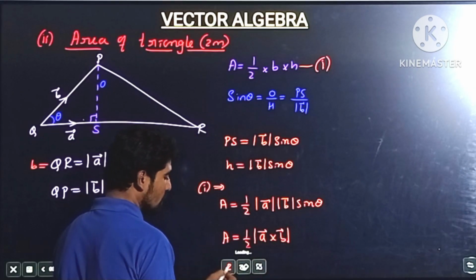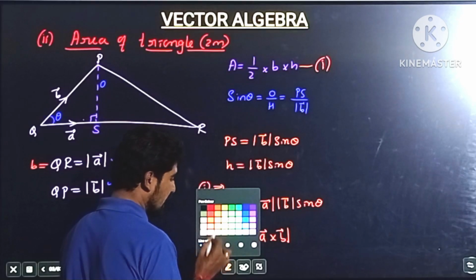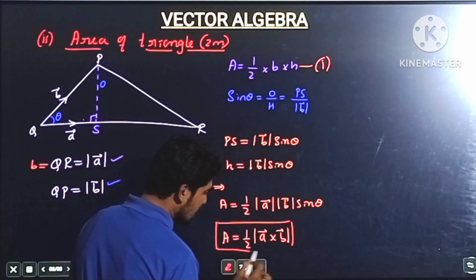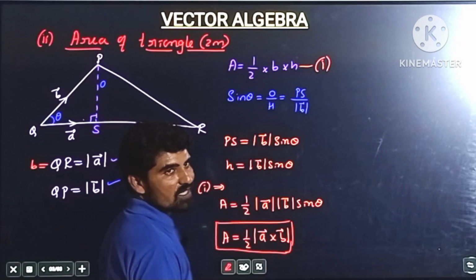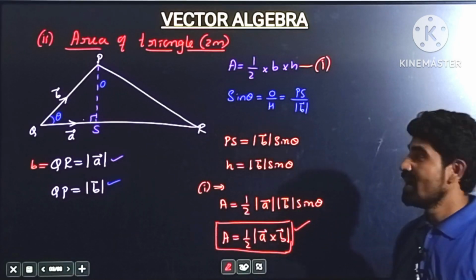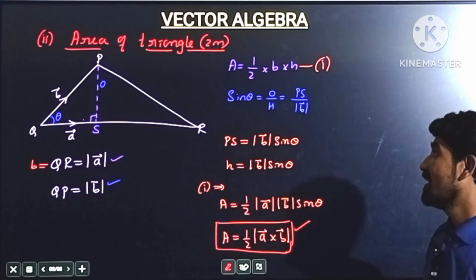So therefore the formula to find the area of the triangle when A vector and B vector are the adjacent sides of the triangle is half into magnitude of A vector cross B vector. I hope all of you understood.